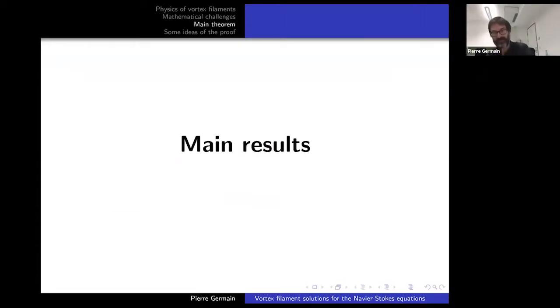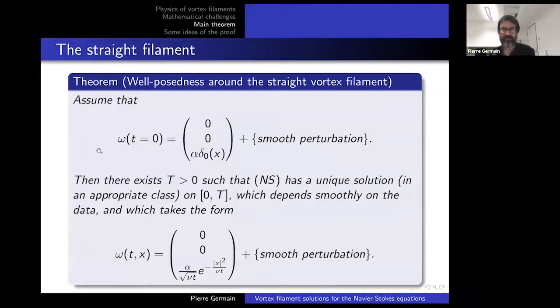Right. So now, I hope I convinced you that this is a delicate problem. Let me state the results that we obtained. Once again, this is joint work with Jacob Bedrossian and Benjamin Harrop-Griffiths. So let me start with the case of a straight vortex filament. Essentially, what this theorem is saying is that the Lamb-Oseen vortex is stable, and the equation is locally well posed around it.